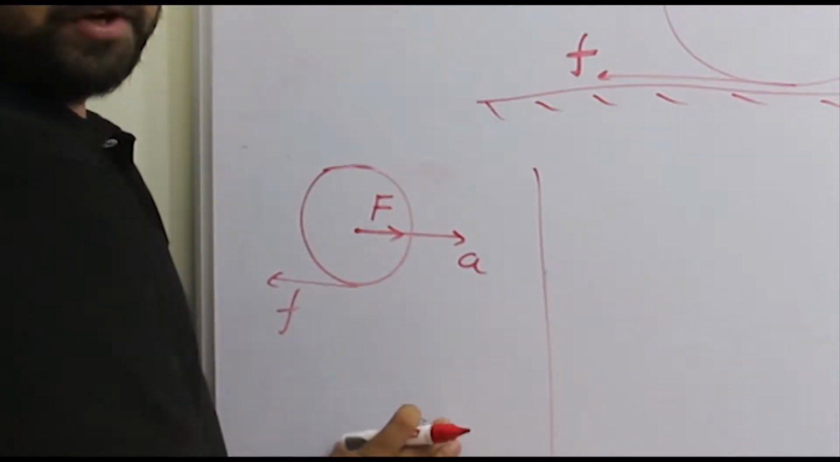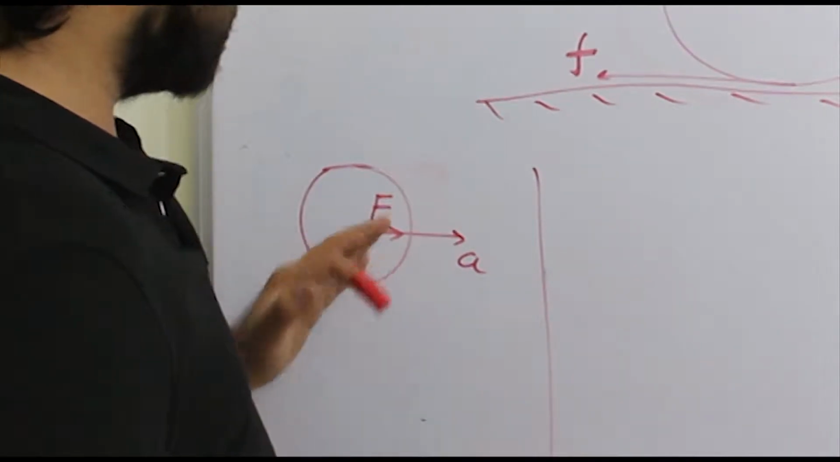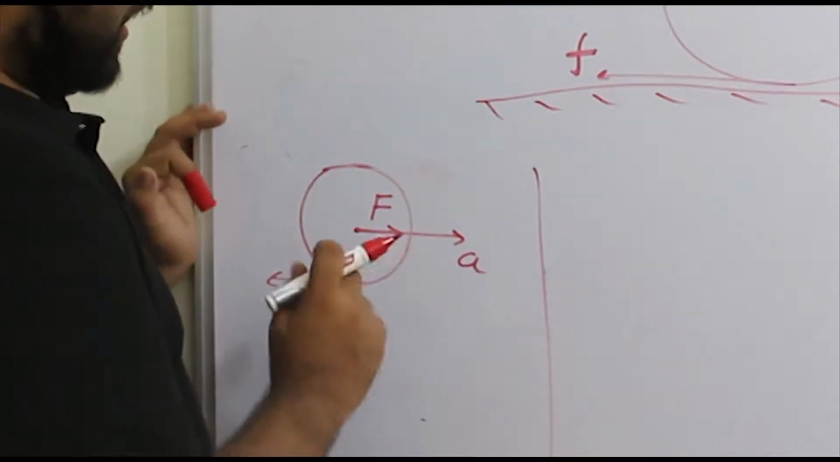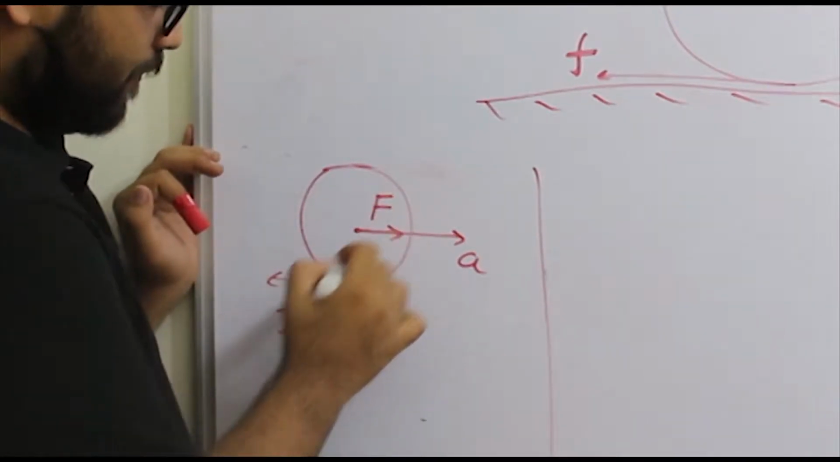Alright, so what is going to be the equation? What is the equation of dynamics for the translating object? It is nothing but total force, that is here, if I consider this direction to be positive, then I will have to say total force is F minus f.